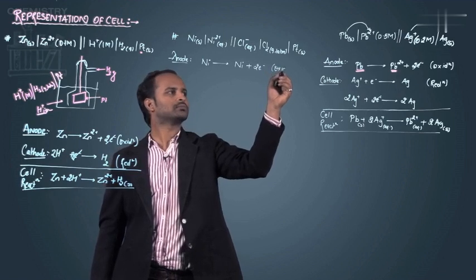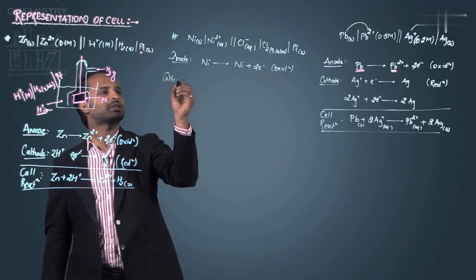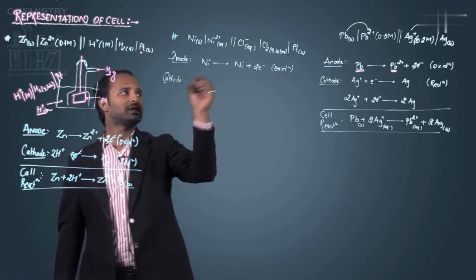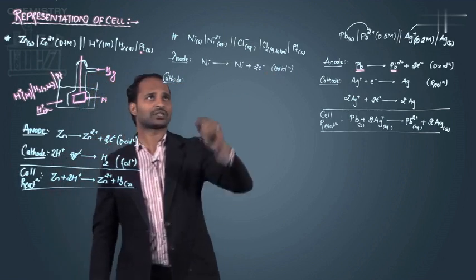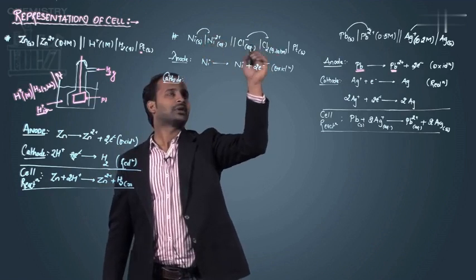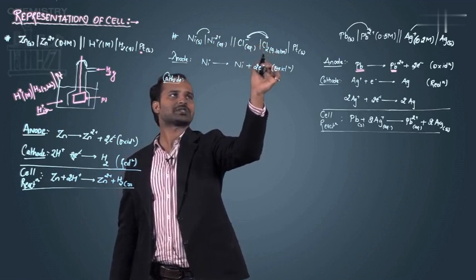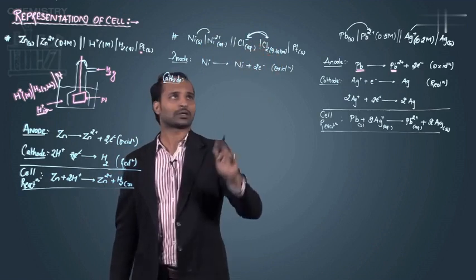Oxidation. Cathode, where reduction takes place. Now there is a negative charge, and I said if there is a negative charge, generally we consider this reactant, this product, this reactant and this product, right? But if it is a negative charge, then as I said, you have to move in a reverse direction. That means this is a reactant and this will be a product.